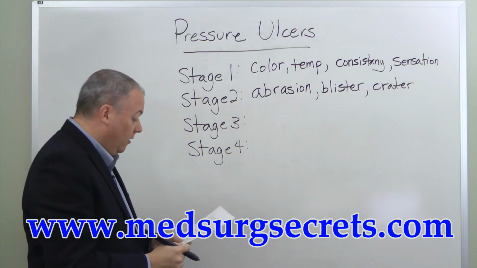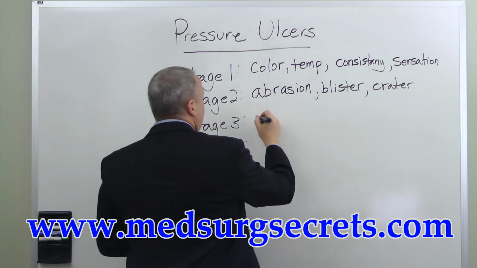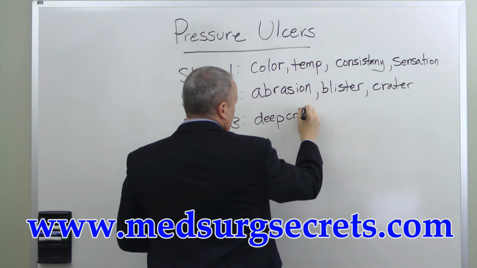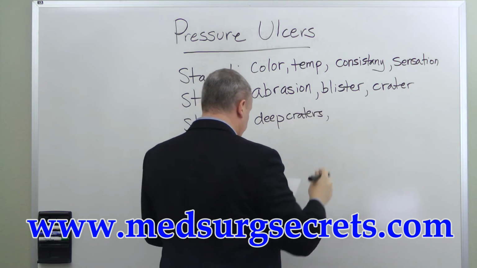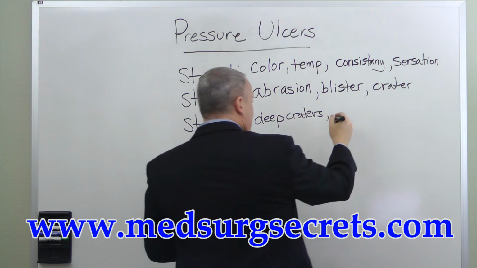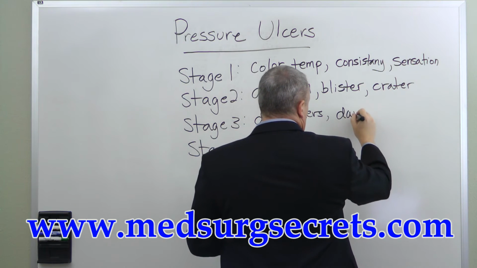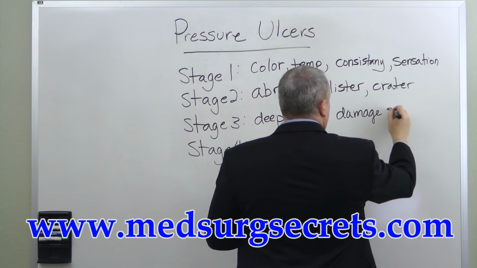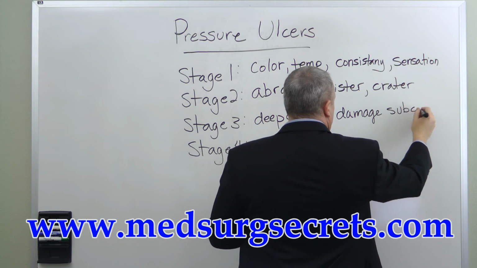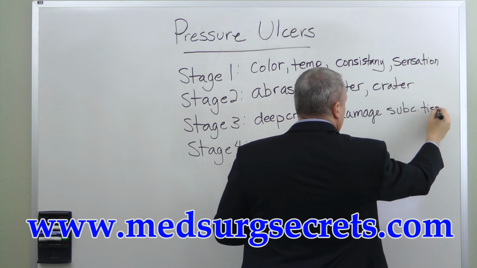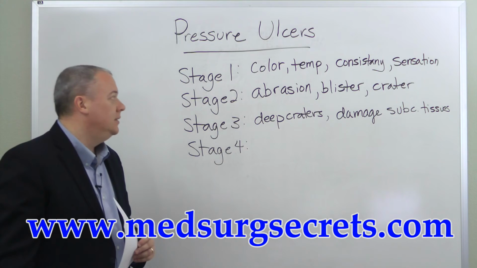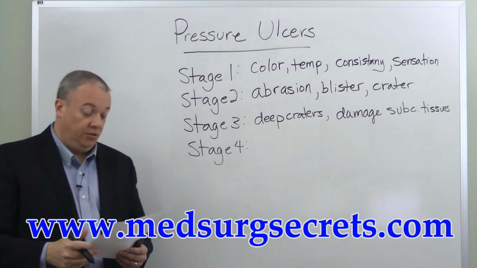Stage 3 ulcers are noticeable by deep craters. And there is damage to the subcutaneous tissues. Deep crater and observable damage to the subcutaneous tissues.